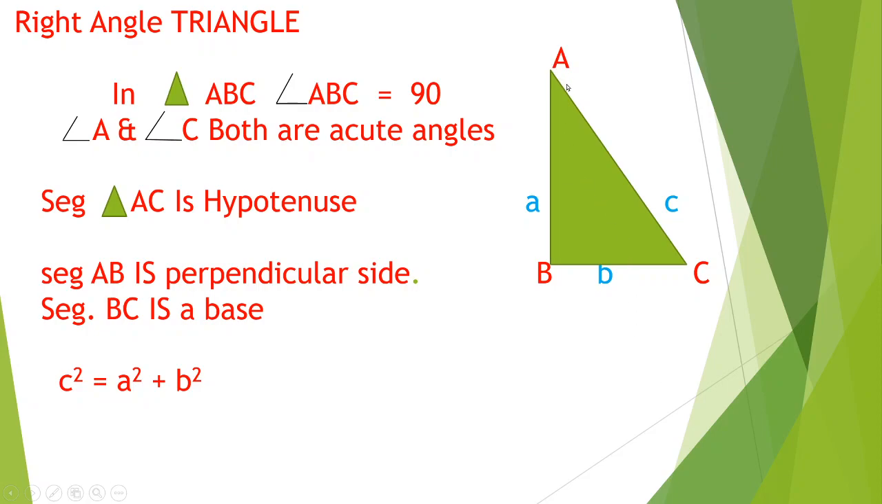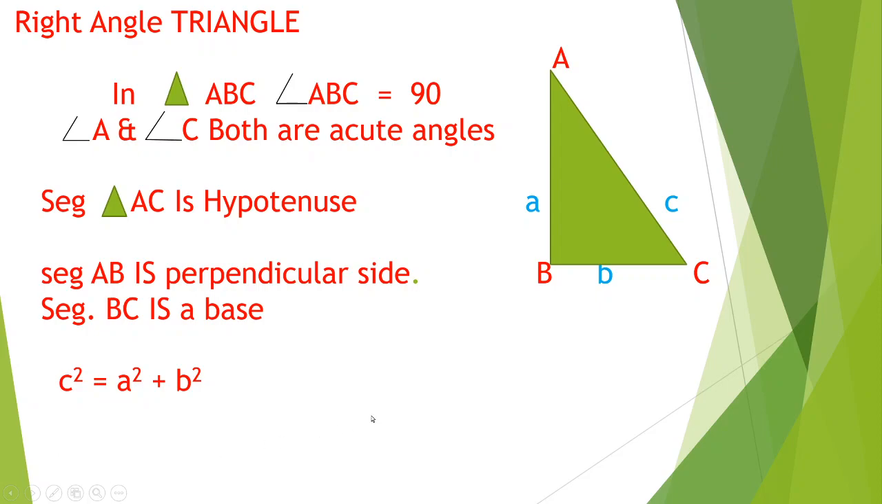The square of the length of the hypotenuse is always equal to the sum of the squares of the remaining two sides. So see here, c square is equal to a square plus b square. Length of AC is c, length of AB is a, length of BC is small b. So c square is equal to a square plus b square. This is our Pythagoras theorem.